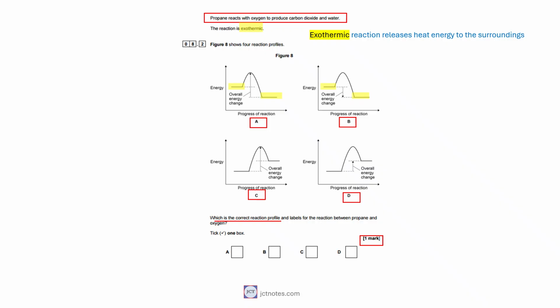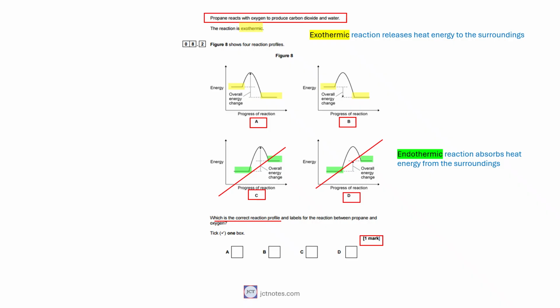Looking at our 4 options, look closely at the starting and ending lines. In profiles C and D, the product's line at the end is higher than the reactant's line at the start. That represents an endothermic reaction, which absorbs energy. Because our reaction is exothermic, we can instantly eliminate C and D. This leaves us with a choice between A and B. Both profiles show the correct exothermic shape, where the products are lower than the reactants.